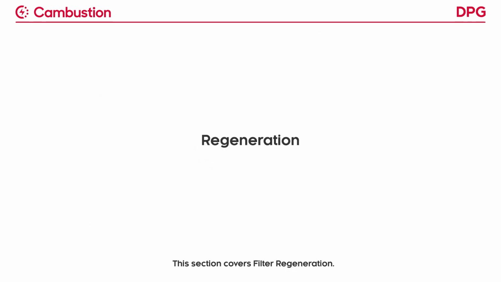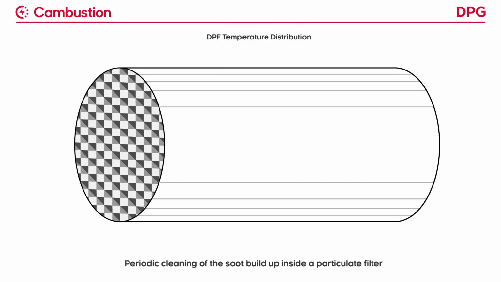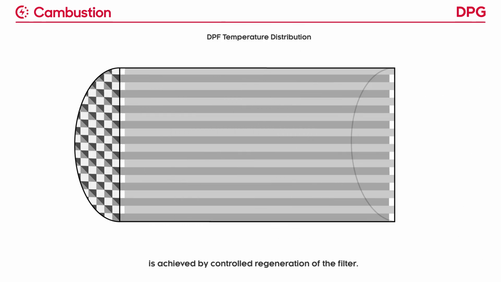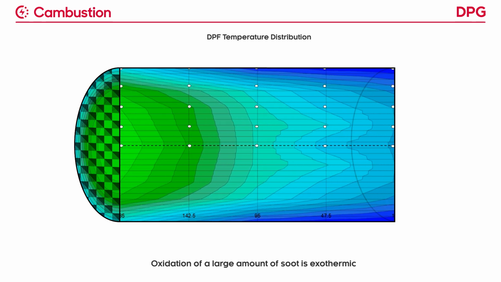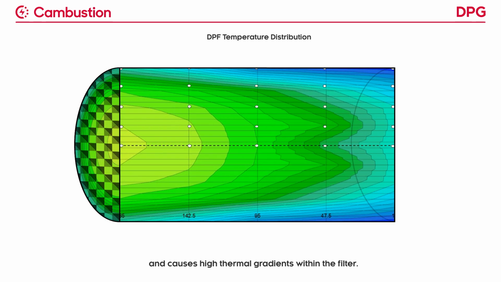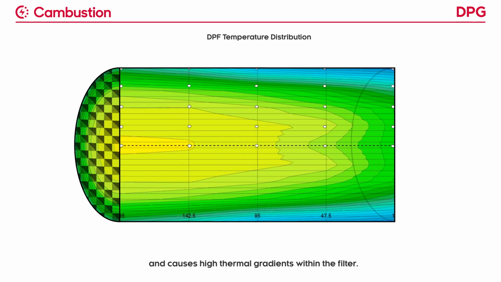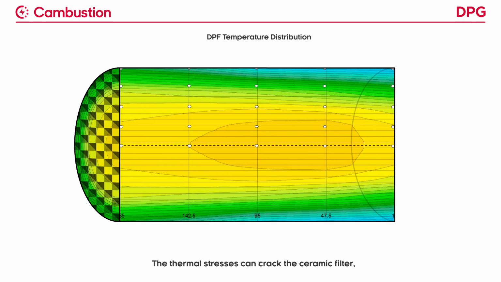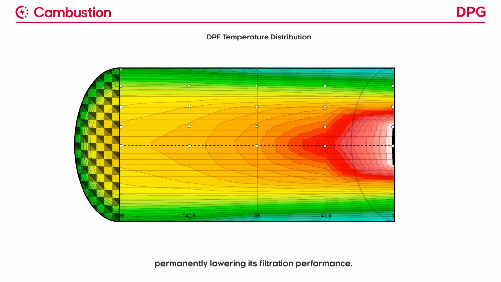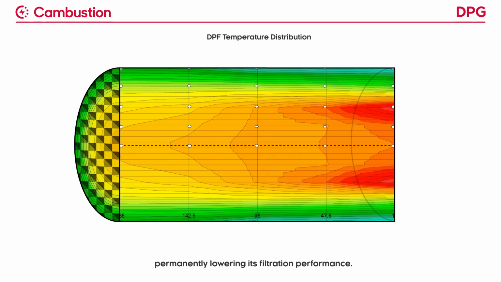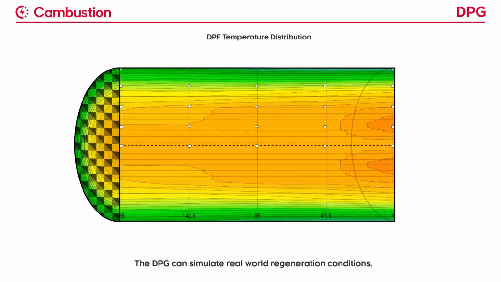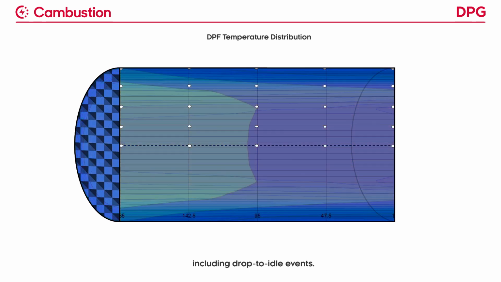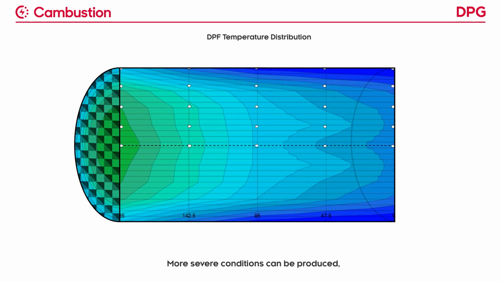This section covers filter regeneration. Periodic cleaning of the soot buildup inside a particulate filter is achieved by controlled regeneration of the filter. Oxidation of a large amount of soot is exothermic and causes high thermal gradients within the filter. The thermal stresses can crack the ceramic filter, permanently lowering its filtration performance. The DPG can simulate real-world regeneration conditions, including drop-to-idle events. More severe conditions can be produced.